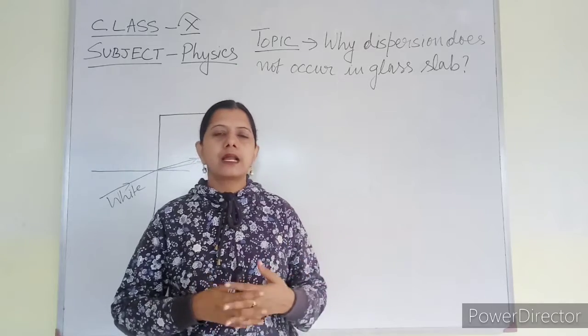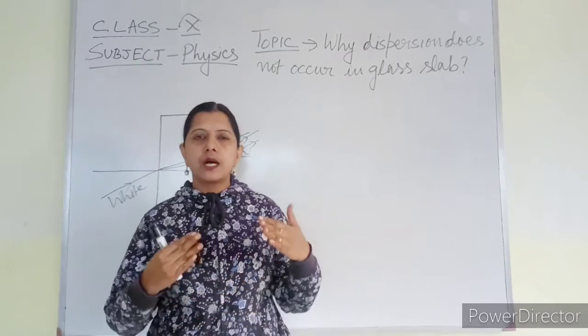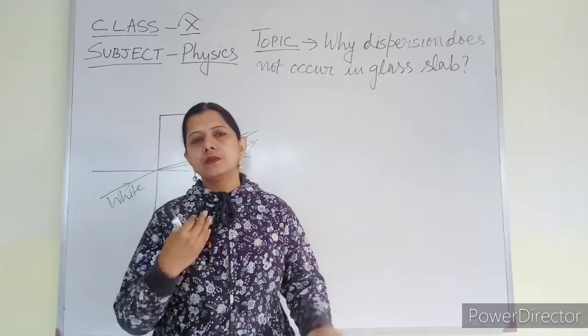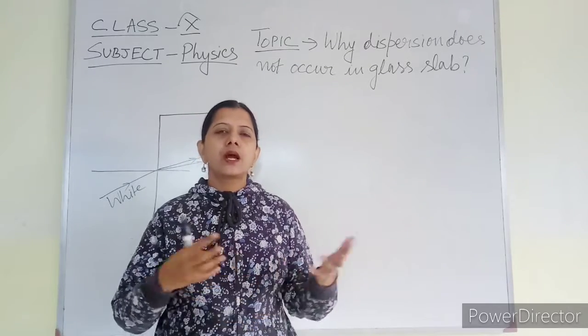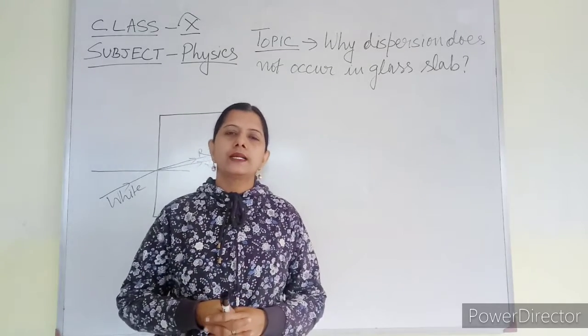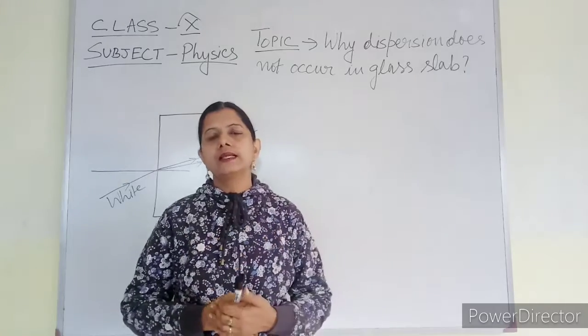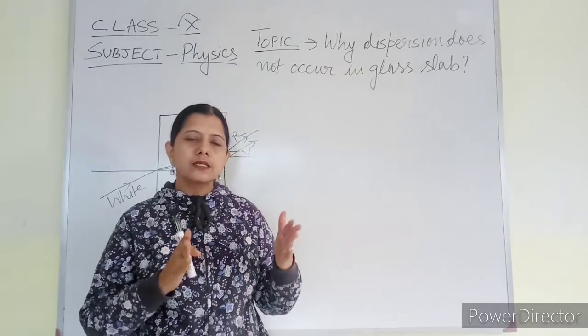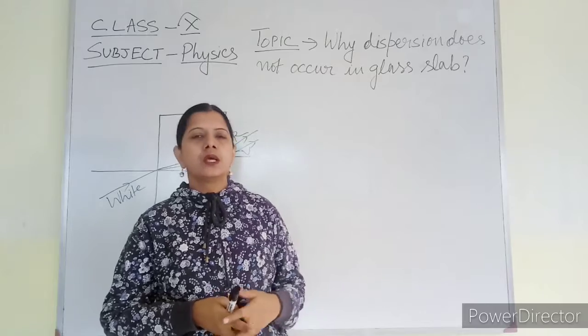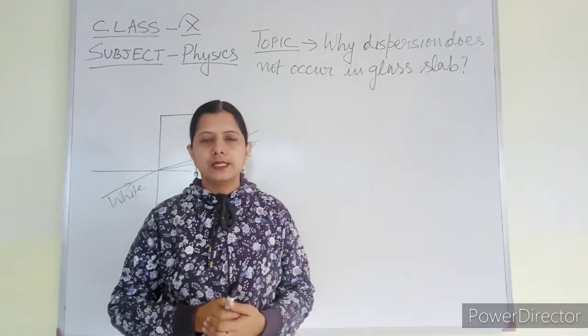But in case of glass slab, when we pass a white light, when it emerges from the other side, we can't find any splitting of white light, we find the same white light emerging out. So the difference is what you have to know, and for that I am making this video.